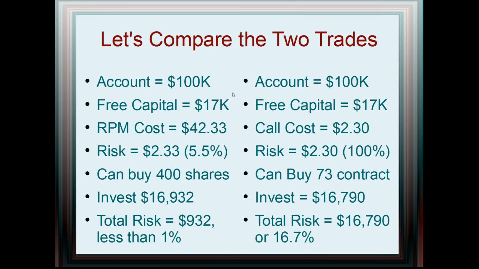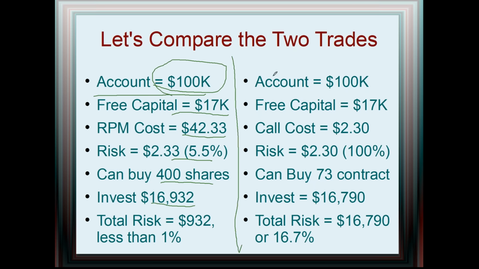Let's compare 2 accounts. On my left is my account. I've got $100,000 of free capital. I've got $17,000 of free capital to trade. The RPM cost here for my PXP position would have been $42.33 with a risk of 5.5%. With my free capital, I can buy 400 shares of stock and 4 puts. My investment would be $16,932. But remember, because I have the 40 put, I'm guaranteed to get $16,000 back. So I'm only risking $932 total, or 1% of my total $100,000 account.